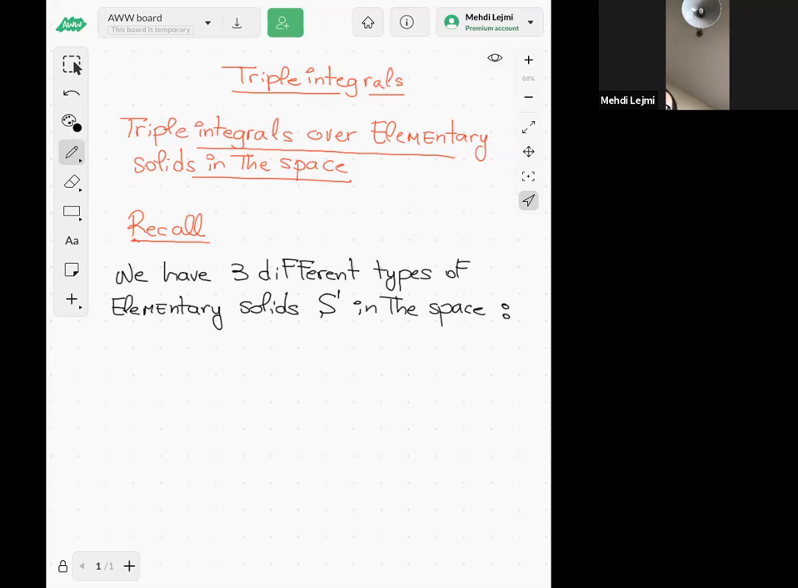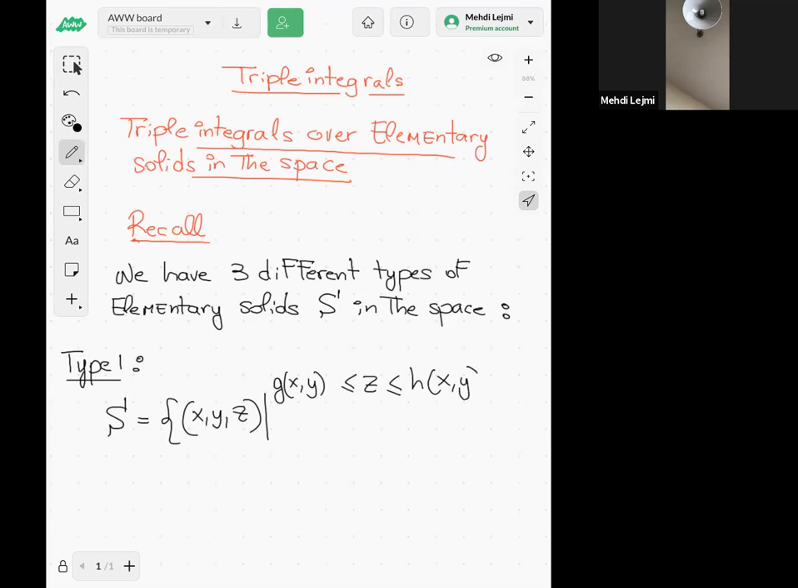So we said type 1 would be the solids S, where S can be described as the set of the points x, y, z. So we are in the three-dimensional space, so we have three variables, x, y, z. In type 1, we said z would be bounded between two functions of x and y, right? And then the projection of the solid S into the xy plane would be an elementary region.